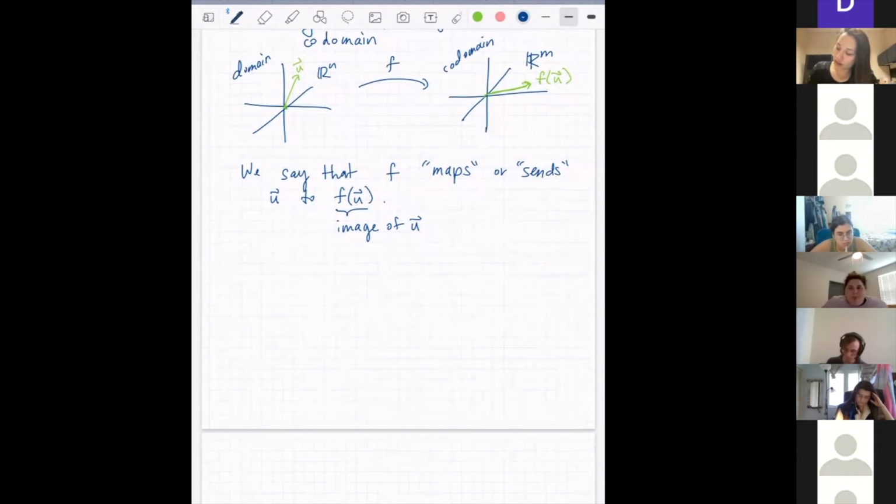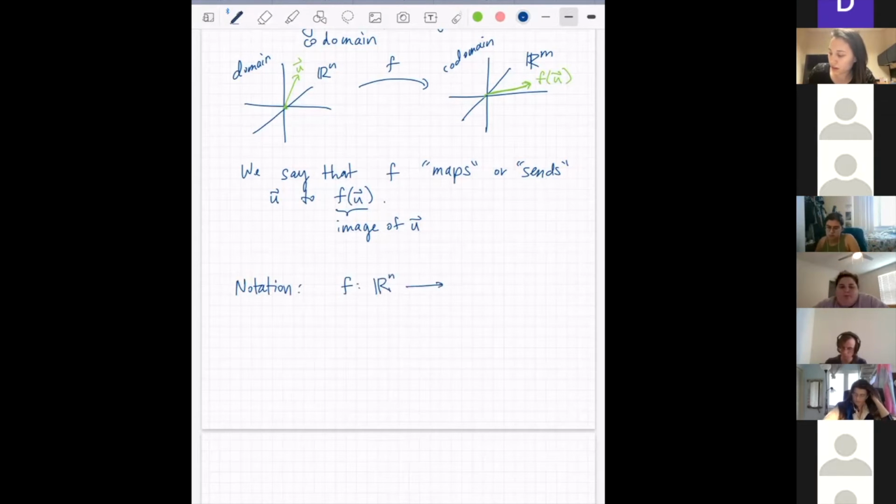Some notation that we'll be using. We can write F: Rn → Rm. And what we mean when we write this down is that F is a function. Its domain is Rn, and its codomain, or target space, is Rm. So it is mapping Rn into Rm.